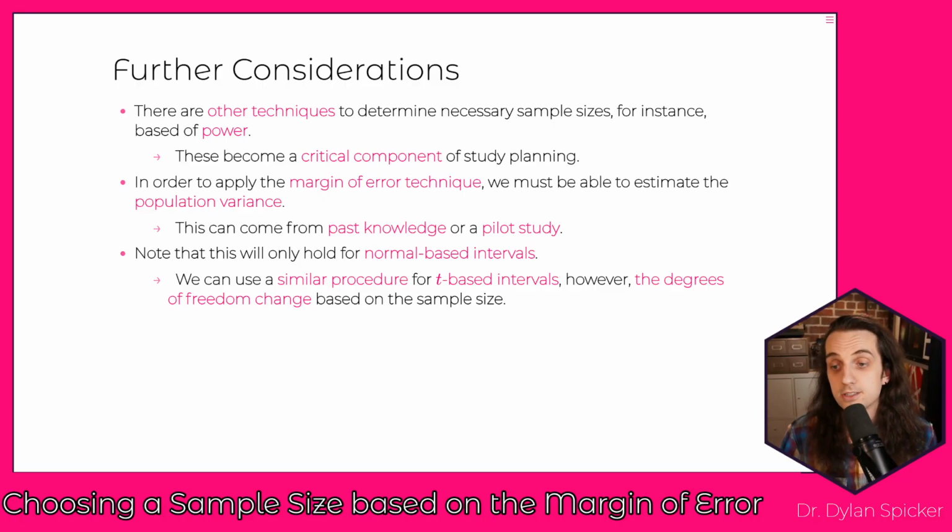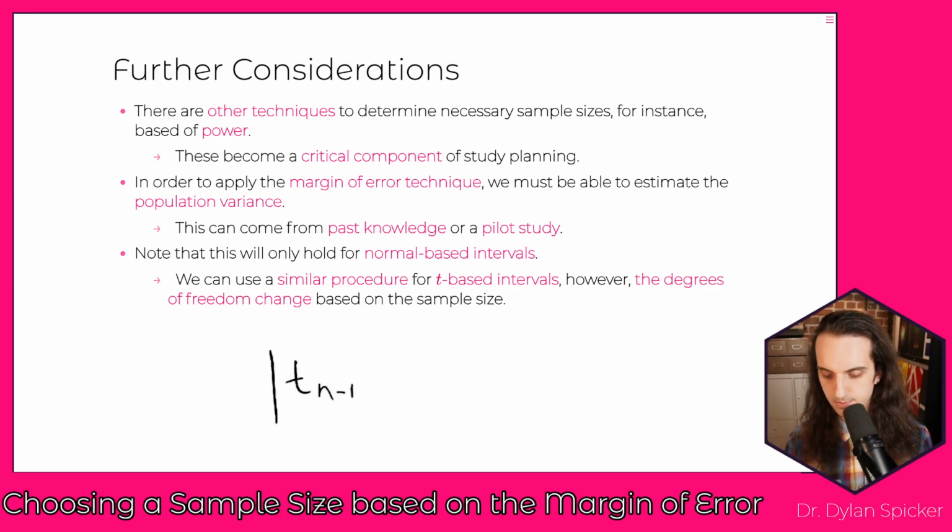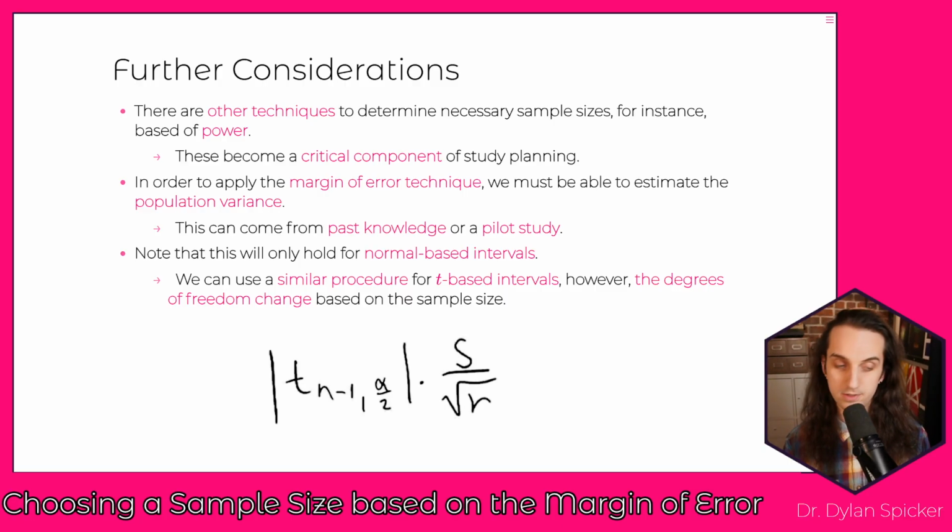However, we could apply similar procedures based on t-based intervals. The problem that we run into with doing this is that the critical value from the t-distribution depends on having n-1 degrees of freedom, where n is the sample size. And so in this case, the margin of error is also going to depend on the sample size through the critical value, as well as through the actual sample size itself, right? So we're going to be looking at t n-1 alpha over 2 times s over the square root of n.